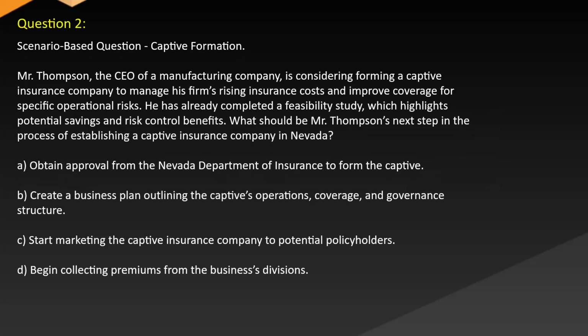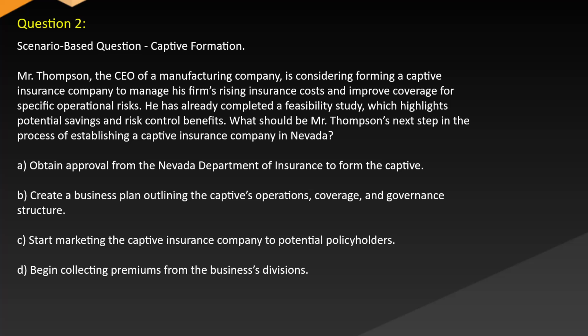Question 2. Scenario-based question. Captive formation. Mr. Thompson, the CEO of a manufacturing company, is considering forming a captive insurance company to manage his firm's rising insurance costs and improve coverage for specific operational risks. He has already completed a feasibility study which highlights potential savings and risk control benefits. What should be Mr. Thompson's next step in the process of establishing a captive insurance company in Nevada?